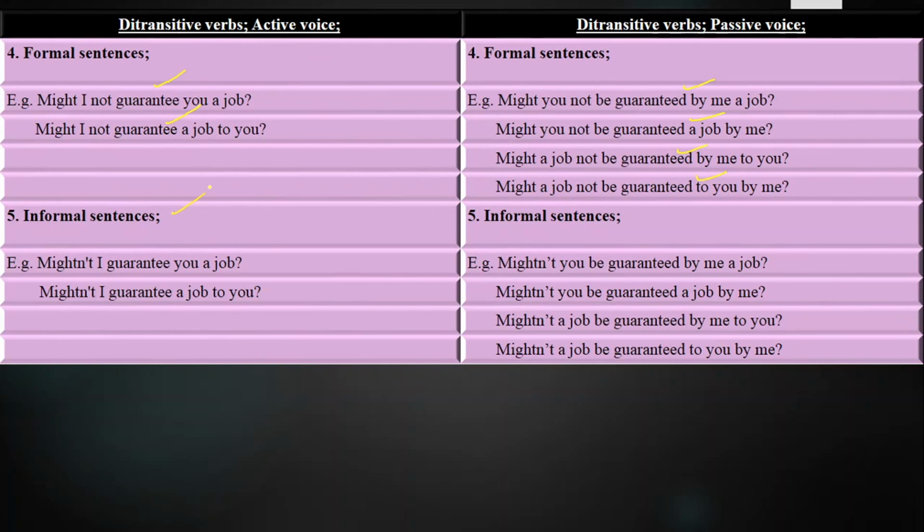Last we have got informal sentences. Those sentences in which we ask question, deny the statement, and we ask them in an informal way are called informal sentences. Might not short form is mightn't. Mightn't I guarantee you a job? Mightn't you be guaranteed by me a job?